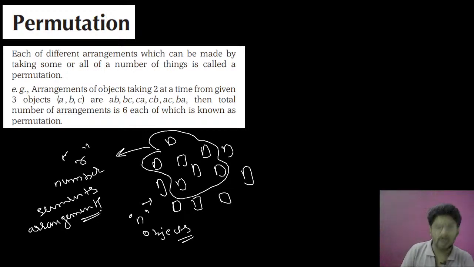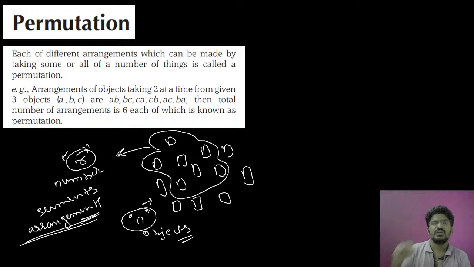See here what happens. Out of n, I will choose r and I will do arrangements. If I do arrangements, it is called permutation. That means from n objects, if I choose r objects and if I arrange them in some order, it is called permutation.